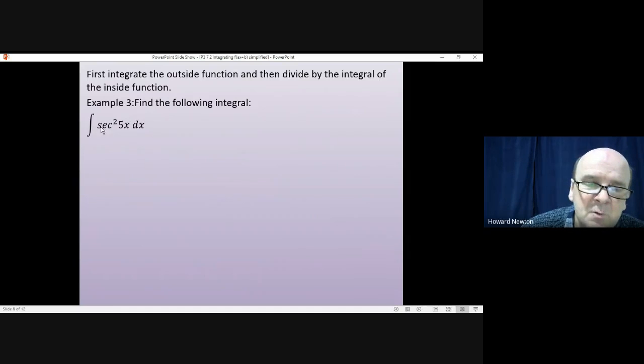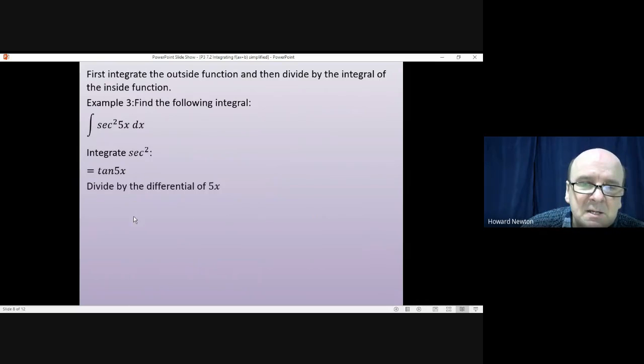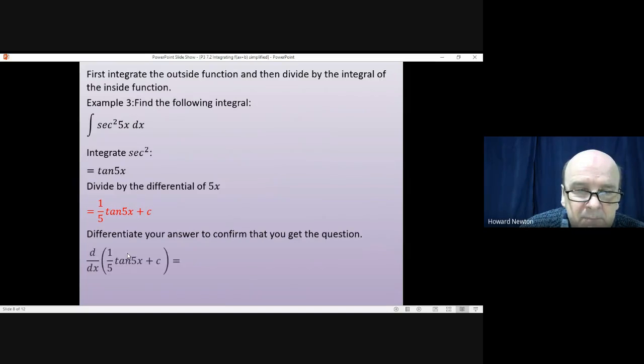Example 3, find the integral of sec squared 5x. So we'll need to integrate sec squared and then divide by the differential of 5x. Pause the video, have a go, come back to me when you're ready. So integrating sec squared gives us tan, so we'll have the tangent of 5x. But if I differentiated that, I'd also have to times by 5 when I differentiate the 5x. So I need to do the opposite and divide by the differential of 5x, which gives me 1/5 times the tangent of 5x plus c. If I differentiate my answer, that gives me 1/5 sec squared 5x, again times 5. The 1/5 and the 5 cancel, and that takes me back to the question.